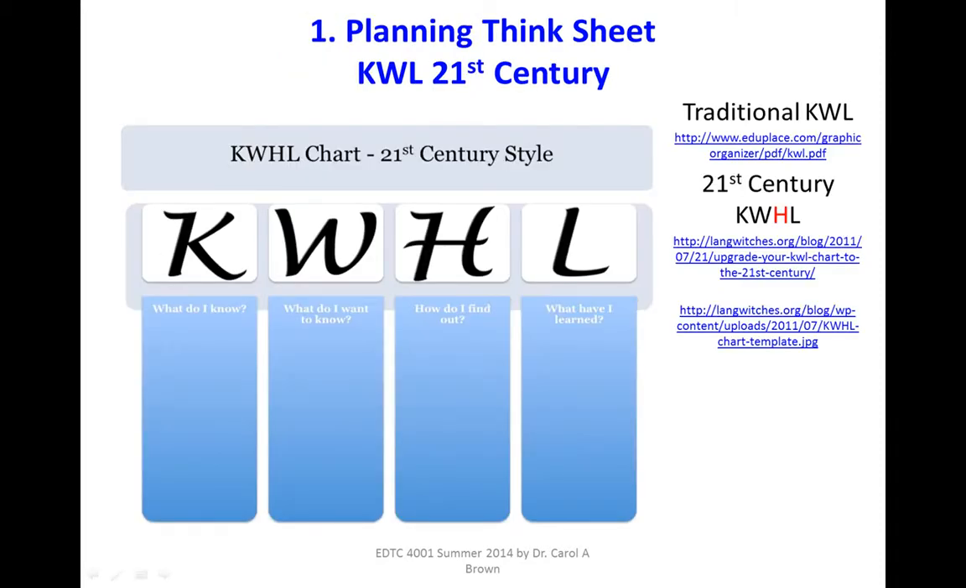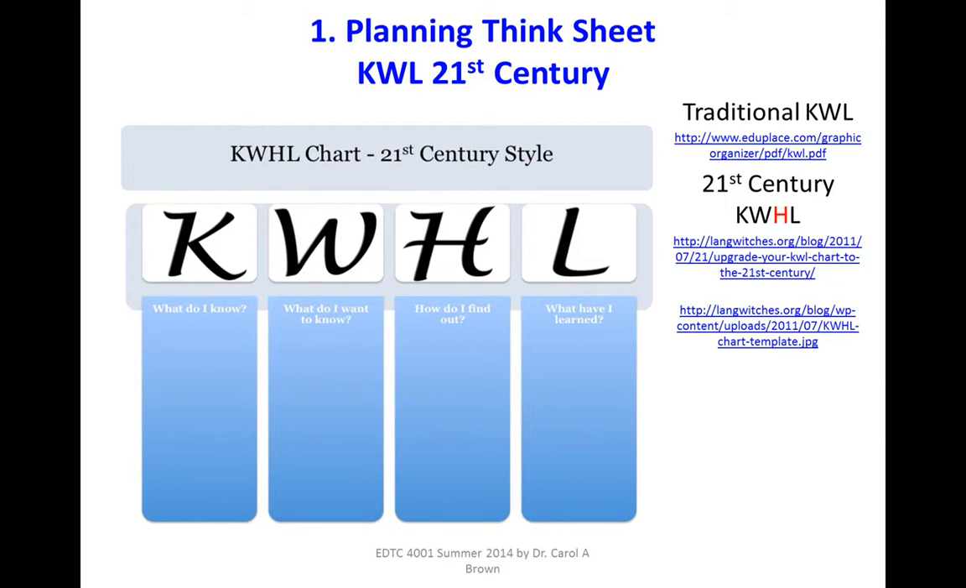For today's 21st century learner, let's say I had the letter H, because you're going to first say, what do I already know, with a K? That's what I already know. With a W, what do I want to know? And then the L in the KWL chart is what have I learned? But there's another letter, H. How do I find out?